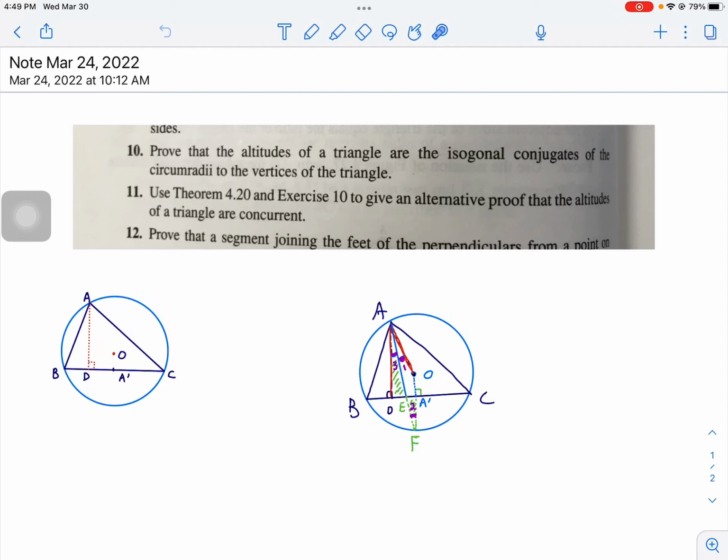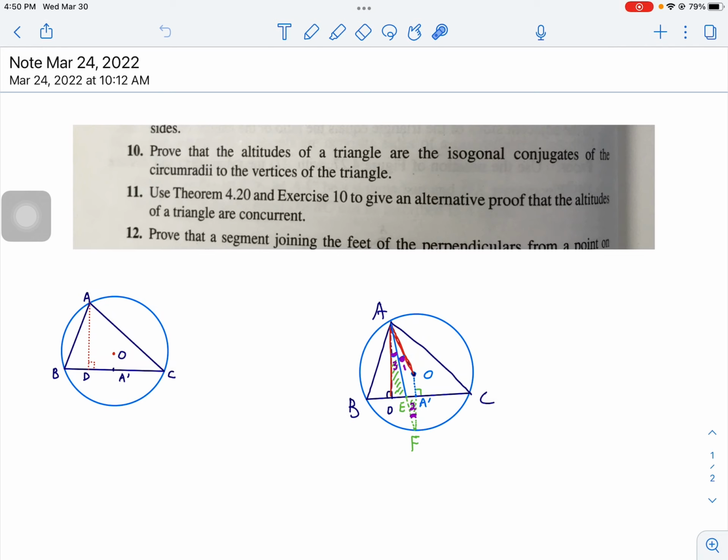Hi guys, earlier I gave you a hint for number 10, so I'm going to reorganize the hints and actually give you a little more hints for this problem number 10. First of all, this problem number 10 says we want to prove the altitude of a triangle.